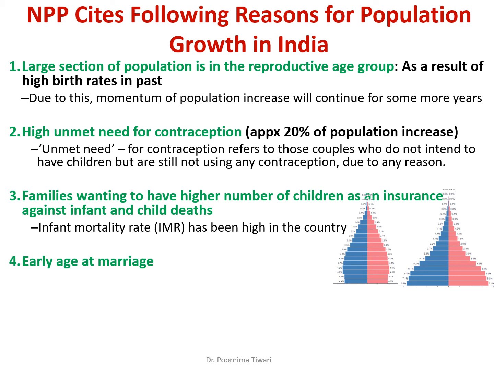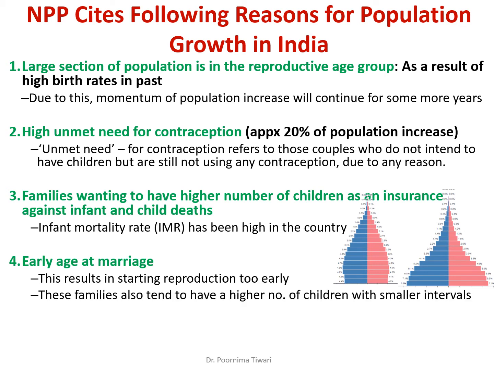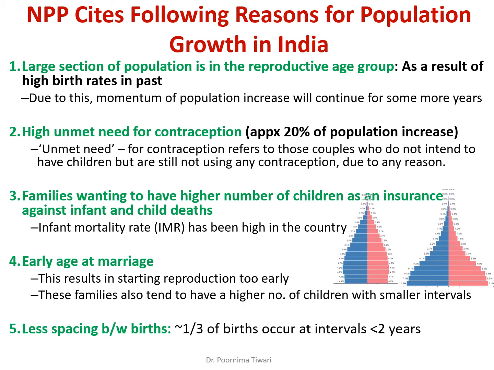Fourth reason, early age at marriage. This results in early onset of reproduction, and such families also tend to have a higher number of children at smaller intervals. Fifth reason cited was that there is less spacing between births. One third of the births occur at an interval of less than 2 years of the previous birth.